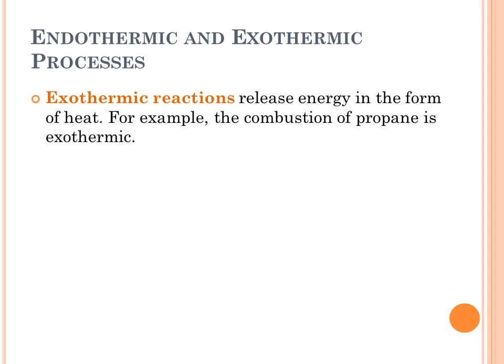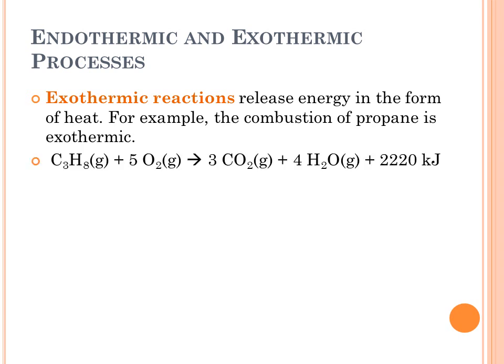Now, processes can be endothermic or exothermic. Exothermic processes or reactions are going to release energy in the form of heat, that is, from your system and into your surroundings. For example, burning something, you're releasing a lot of heat. In this case, propane, if we burn it in the presence of oxygen, we form carbon dioxide and water vapor. And as written, we produce 2,220 kilojoules of heat, burning 1 mole of propane.